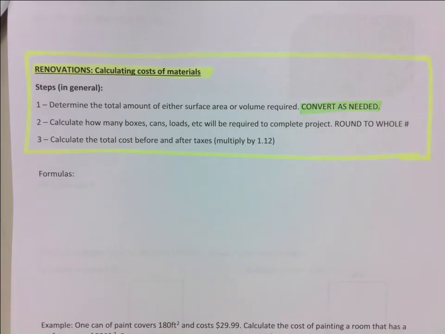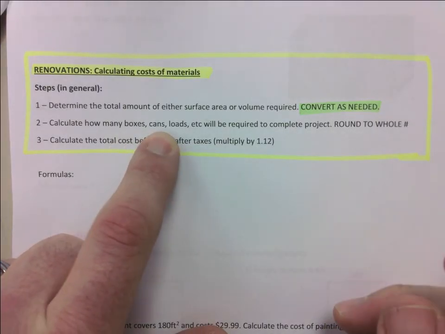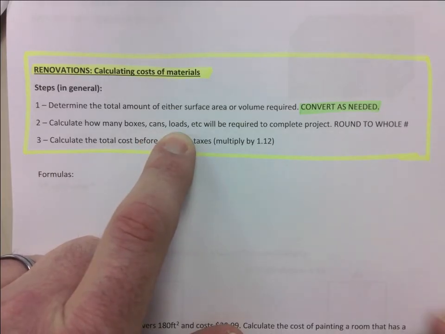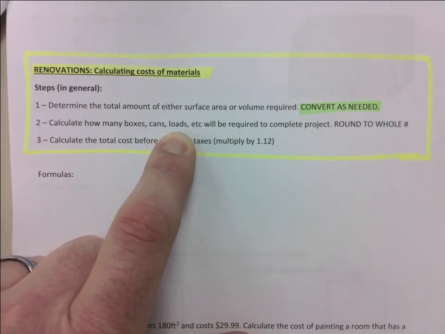Calculate how many boxes, like if you buy tiles, like I don't know if you've looked at our floors, right? These are tiles, like thin tiles. They probably come in a box of 20 or whatever. So let's figure out how many boxes we're gonna need to floor this room. How many cans are we gonna have to buy of paint? How many loads do you need to order of something if you're ordering soil or concrete or something?